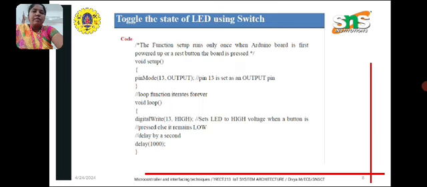This is the program for toggling the state of an LED using a switch. Here also the 13th pin is an output, with digital write high and digital write low. The difference between the previous program and this program is that we have connected a switch.